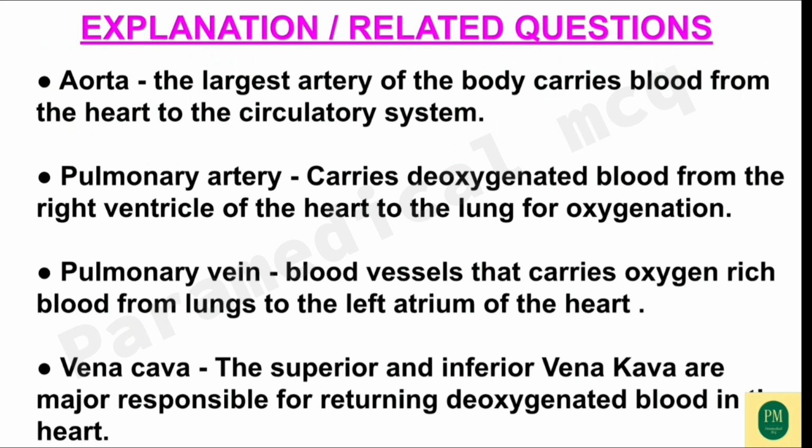Aorta, the largest artery of the body, carries blood from the heart to the circulatory system. Pulmonary artery carries deoxygenated blood from the right ventricle of the heart to the lung for oxygenation. Pulmonary vein, blood vessels that carries oxygen-rich blood from lungs to the left atrium of the heart. Vena cava, the superior and inferior vena cava are major responsible for returning deoxygenated blood in the heart.